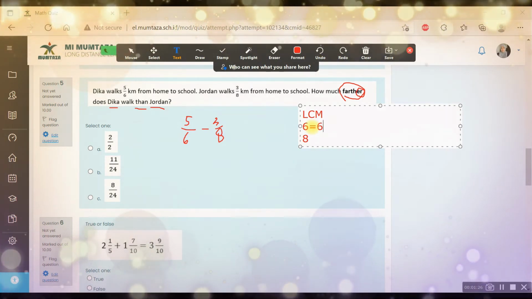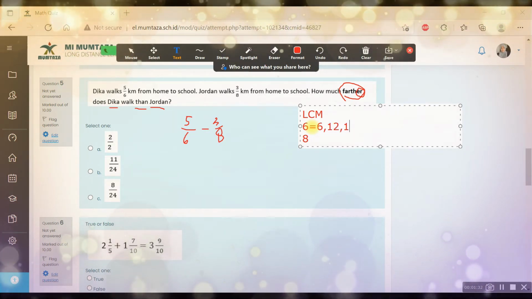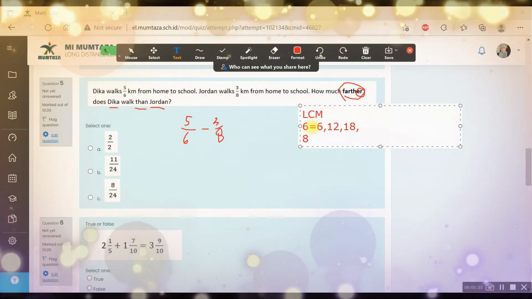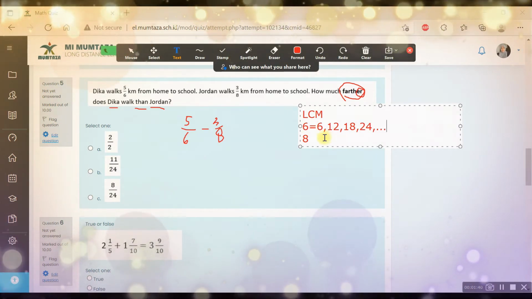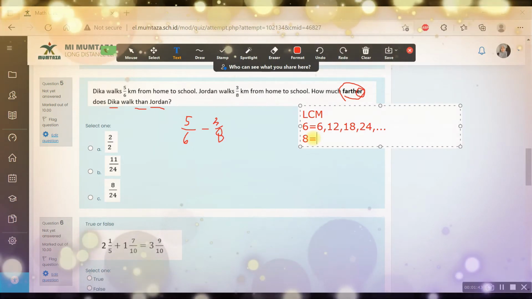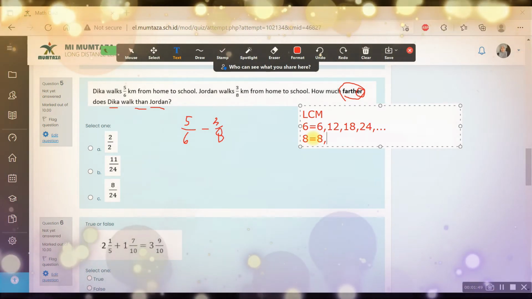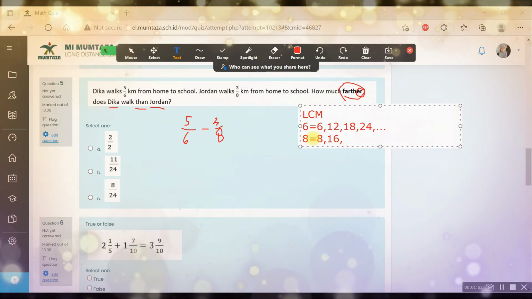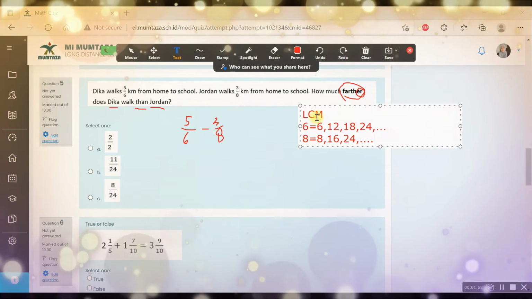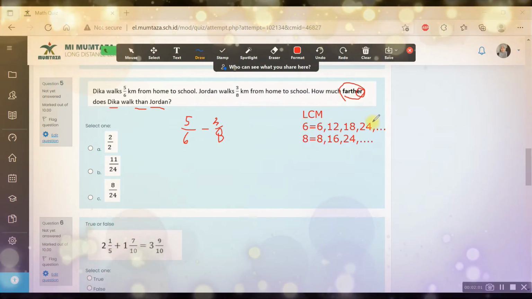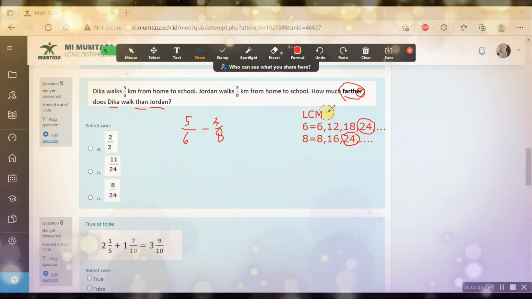6 times 1 becomes 6. 6 times 2 becomes 12. 6 times 3 becomes 18. 6 times 4 becomes 24, and so on. How about the multiples of 8? 8 times 1 becomes 8. 8 times 2 becomes 16. 8 times 3 becomes 24, and so on. So we can get the LCM of 6 and 8. The LCM is 24.